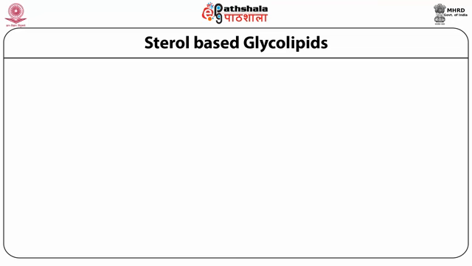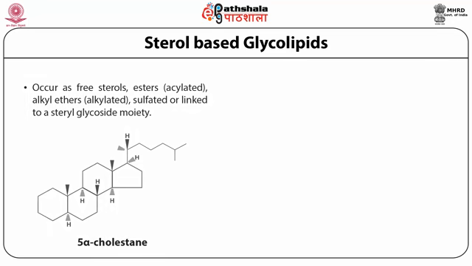The sterol-based glycolipids occur as free sterols, the acylated form or the ester form, or the alkylated form or the alkyl ethers, sulfated form, or linked to a sterol glycoside moiety. The biosynthesis of sterol is ever present among the eukaryotes but almost wholly deficient in prokaryotes.